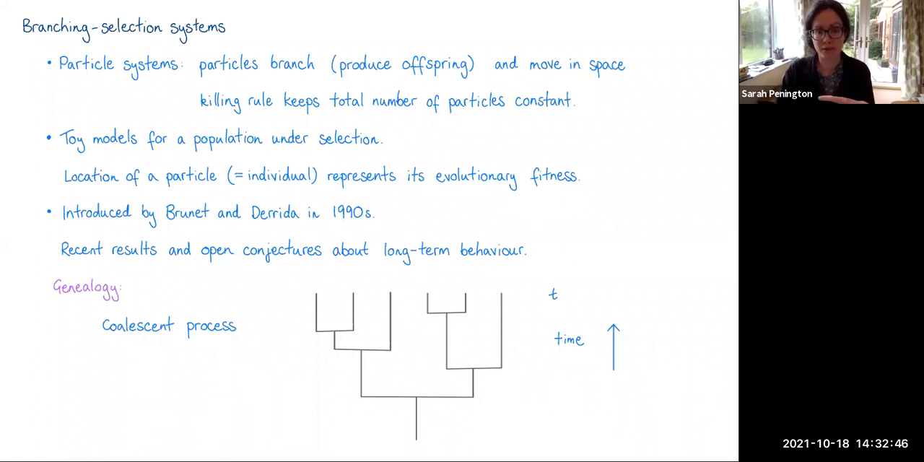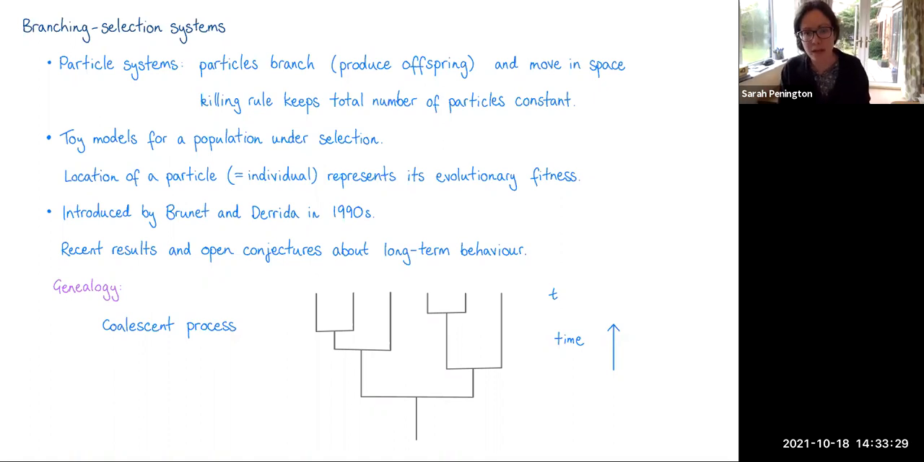We think of the particles as representing individuals in the population, and they're producing offspring. We think of the location of a particle as representing the individual's evolutionary fitness. The killing rule is chosen in such a way that the particles that are killed are the particles with lowest fitness, so only the fittest particles survive. That's the selection going on. These models were introduced in the physics literature by Brunet and Derrida in the 1990s, but there are also much more recent results and open conjectures about the long-term behavior of these models.